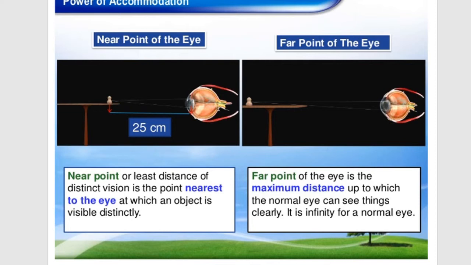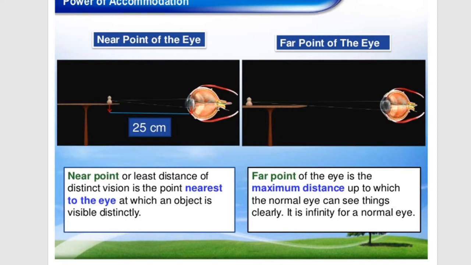So we say that 25 centimeter is a very comfortable distance at which each one of us will be able to read comfortably. So 25 centimeter is the near point. Anything nearer than 25 centimeter, we'll have problems in reading the text. So what is near point? It is the least distance of very clear vision, distinct vision, which is very near to our eyes. What is far point?